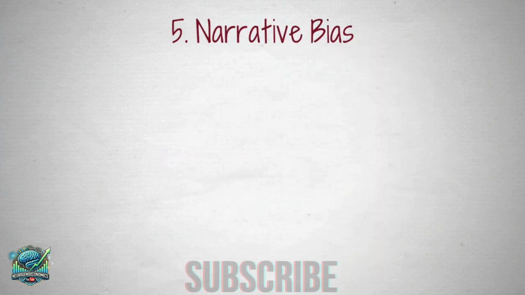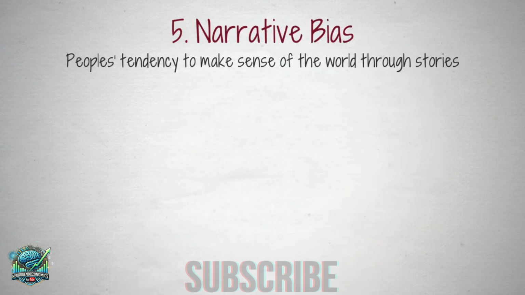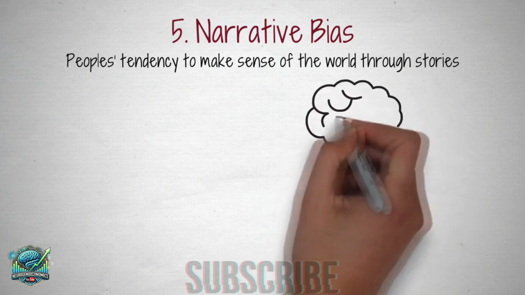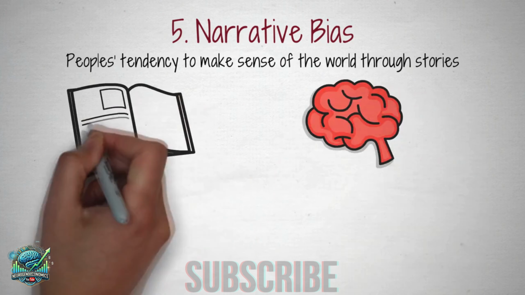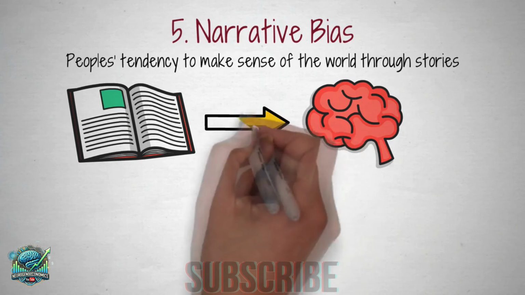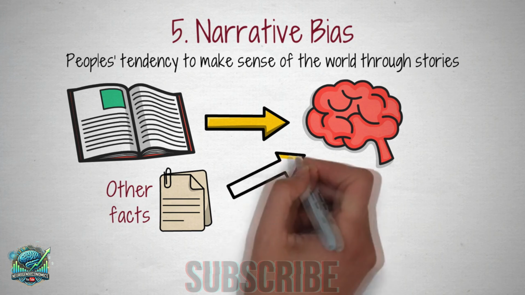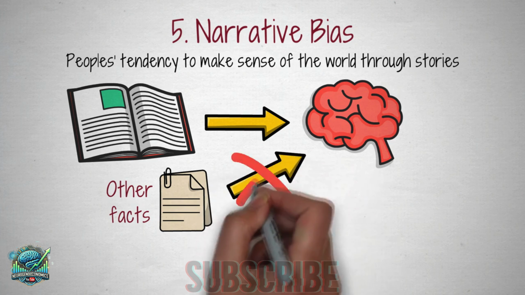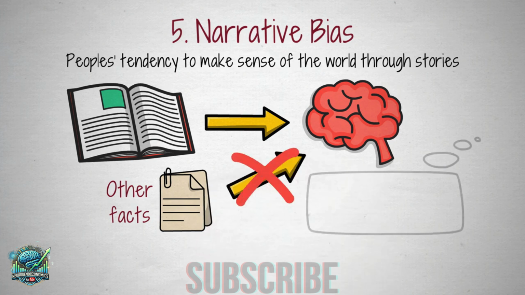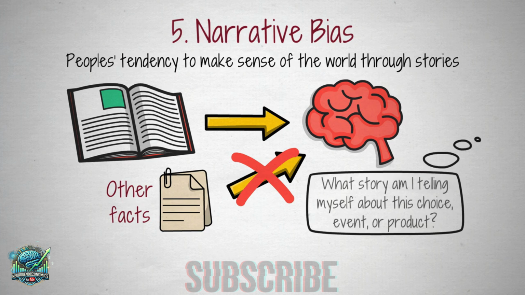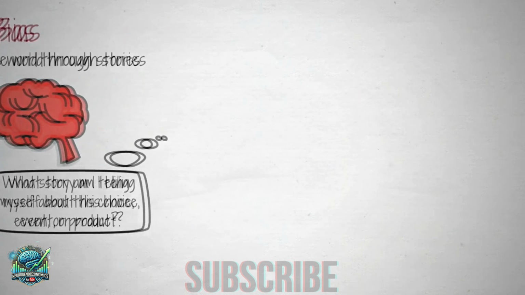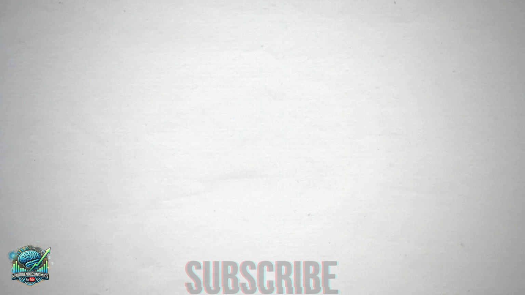5. Narrative bias. This describes people's tendency to make sense of the world through stories. Our brains have to process a lot of information, so it creates a story to link different items. It also ignores facts that don't fit the narrative. To avoid this bias, ask yourself, what story am I telling myself about this choice, event, or product? Have I ignored anything that might disprove this mental story? What happens if I turn this story on its head?